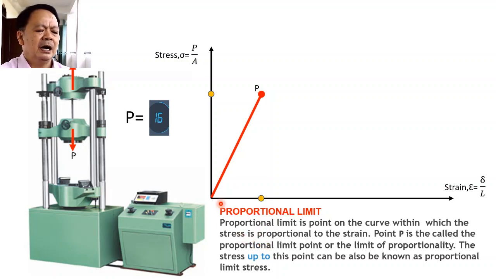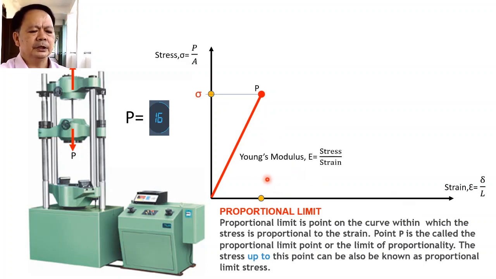Makikita daw natin dito na hanggang sa area na ito, within this limit, ang stress daw is proportional to the strain. At makikita yan sa pamamagitan ng straight line of the curvature. And the stress up to this point can be also known as the proportional limit stress. At iyan ang pagbabasihan natin ng derivation ng relationship between the stress and the strain. At itong slope nito, of this straight line within the proportional limit ay tinatawag nating Young's modulus, or sometimes called as the modulus of elasticity.